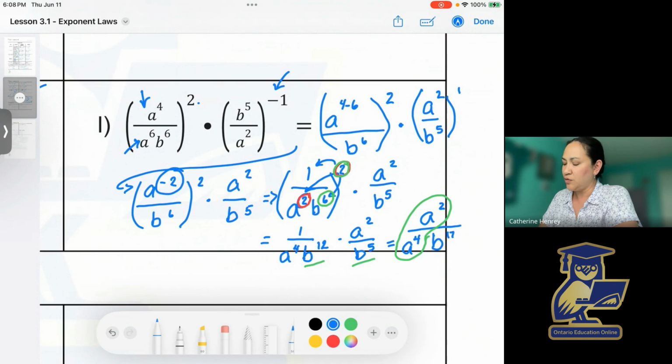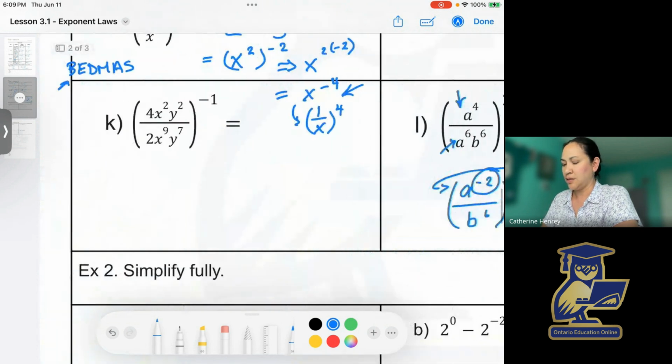We have a squared over a to the 4, so we can just simplify this one. We can reduce 2 over 4. So I'll have 1 over a to the power of 2. I reduced this exponent with this exponent. That left me with 1 over a squared. And then b to the power of 17 cannot be simplified with anything else. So there's our final: 1 over a squared times b to the power of 17.